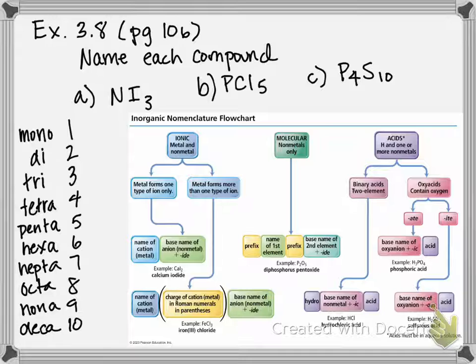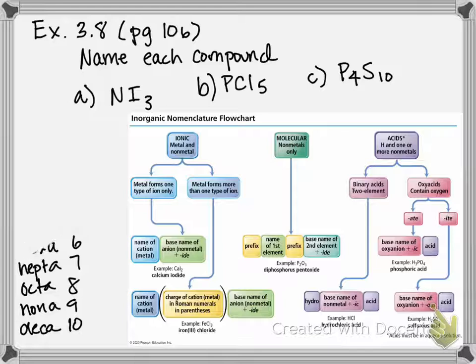So those are your prefixes. Hopefully most of those are semi-familiar to you. Hopefully you've seen most of those before in other classes. So the way that we name each of these compounds is you put a prefix in front of the first element to indicate how many of them there are, and you put a prefix in front of the second element and change the ending to IDE to indicate how many of that element are present. So I'm going to erase this over here so I have room to write.